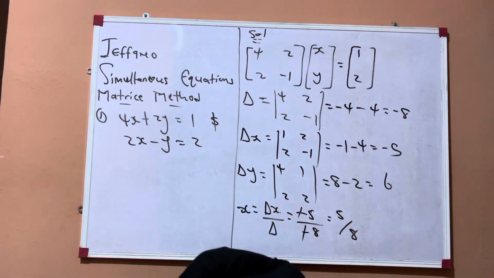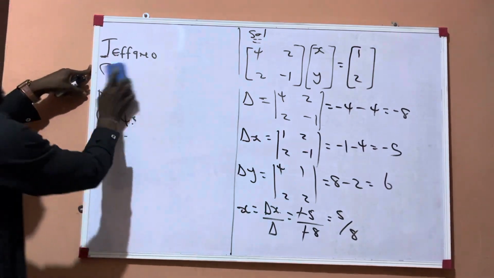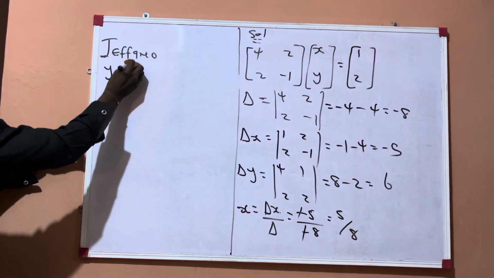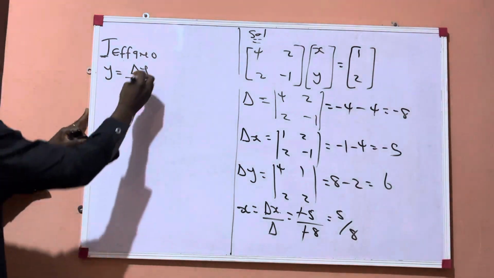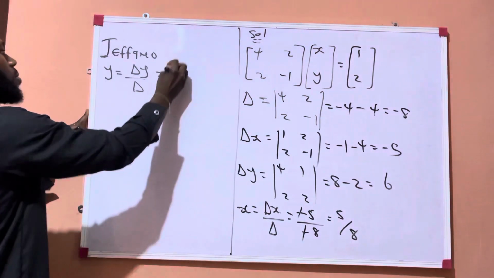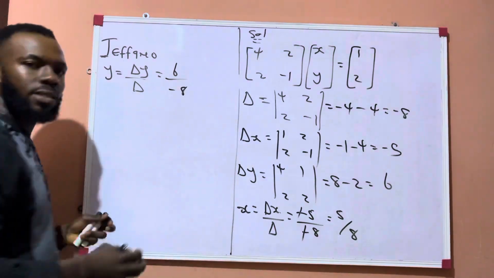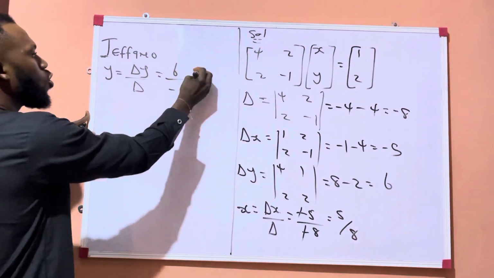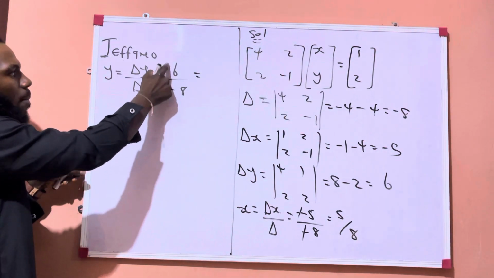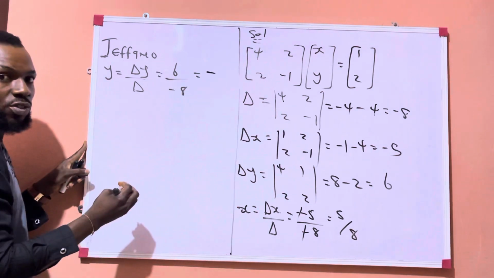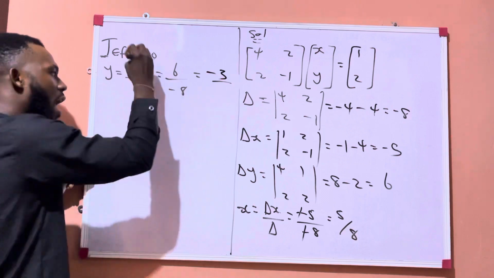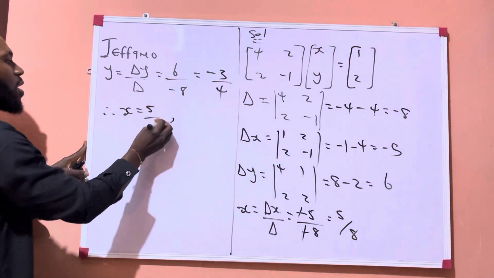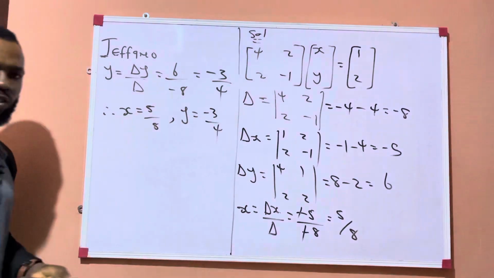Now, let us proceed to find the value of y. Now, finding the value of y, it also has a formula. The formula says y is equal to change in y over change. Now, which means change in y is 6 over change is minus 8. Now, something can divide 6 and minus 8. What is that? 2. Now, first of all, there's a plus sign here. Plus divided by minus will give us minus. Now, when 2 cancels 6, I'm going to get 3. And when 2 cancels 8, I'm going to get 4. Therefore, x is equal to 5 over 8, comma, y is equal to minus 3 over 4.